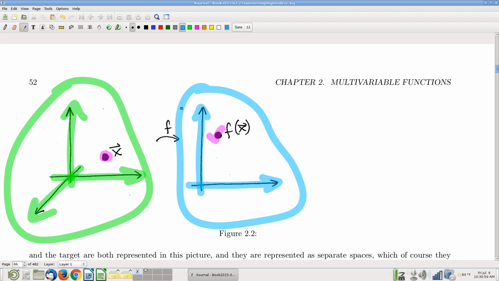Would you define them using the same coordinate system or different coordinates? Oh, well, here I'm representing the points in the domain with rectangular coordinates and points in the target with rectangular coordinates. Let's not deal with that at the moment. Whereas, let's look at a graph.